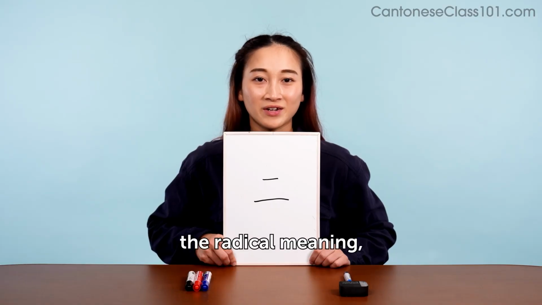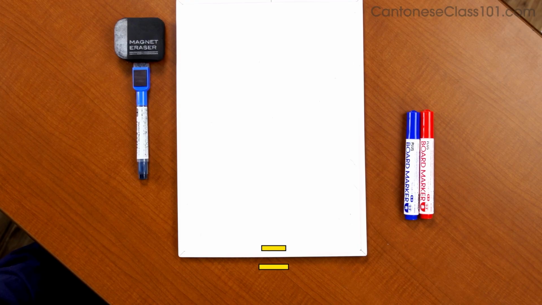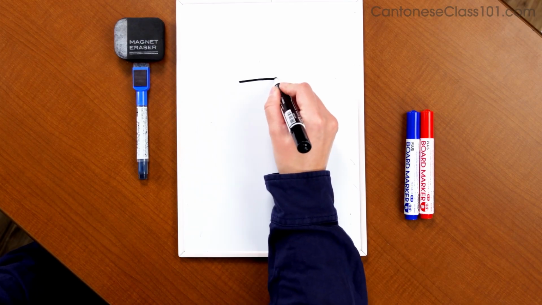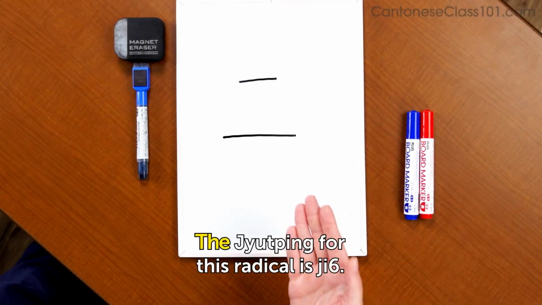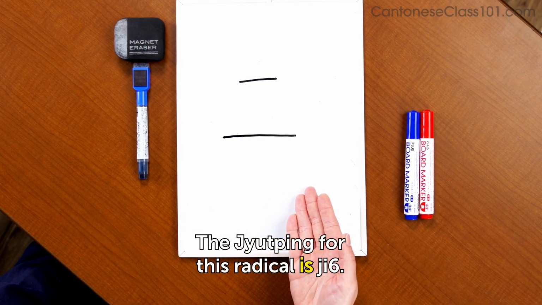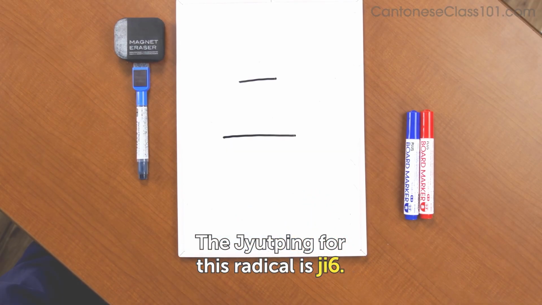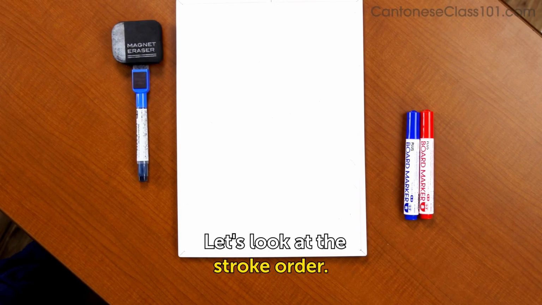Do you know how to write a radical meaning 2? The Yue Ping for this radical is yi. Let's look at the stroke order.